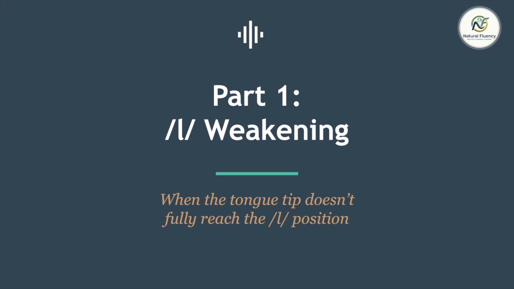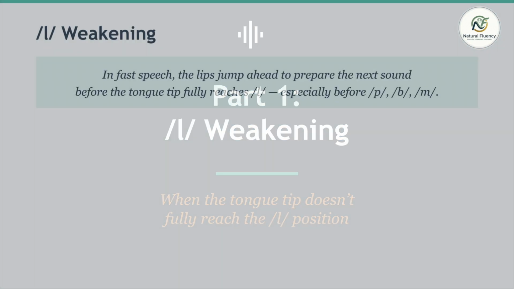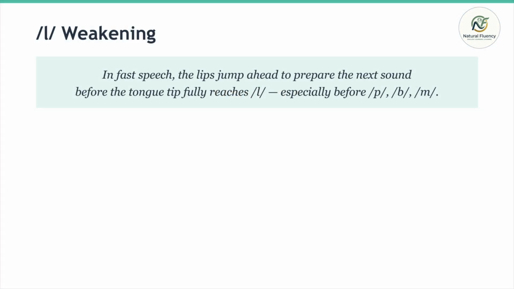First, L weakening. Normally, L requires the tongue tip to reach up toward the gum ridge. But in fast speech, especially in unstressed positions, the mouth is already preparing the next sound, and the tongue tip doesn't fully make it to the L position. So L can sound weaker, blurred, or almost like a faint vowel.